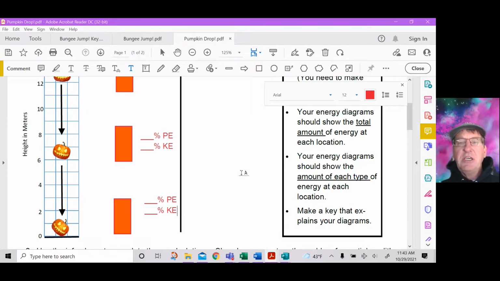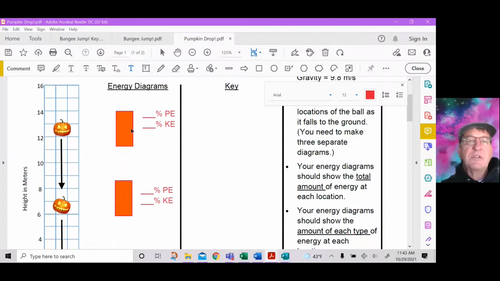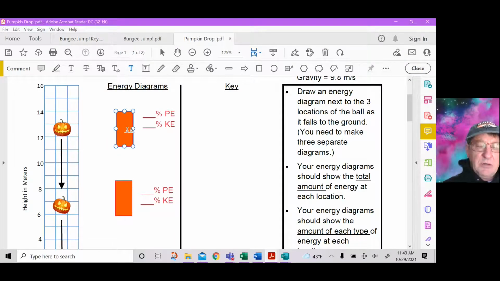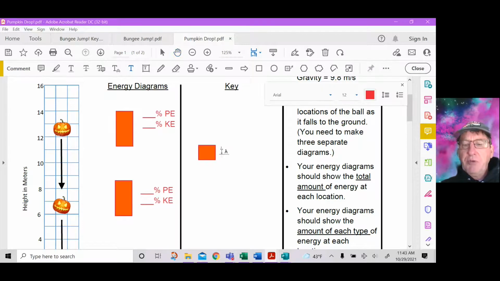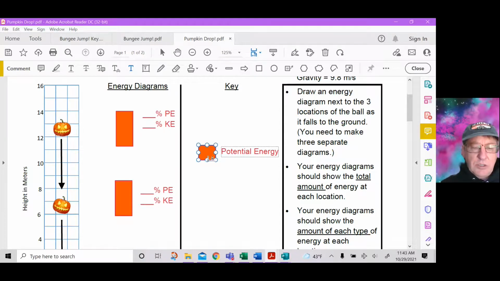Finally, I need to make a key that explains the diagrams. So I'm going to grab this again, Control C, copy, Control V, paste. I'm going to make it a nice little square here. And I'm going to label that as, let's see, my potential pumpkin energy. Then I'm going to copy and paste this.